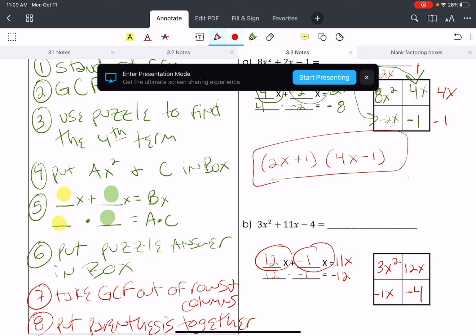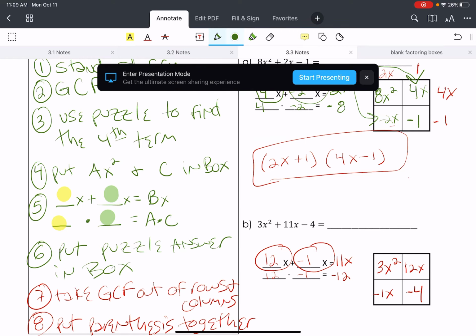Go ahead. What do you got, Josh? Okay, never mind. You sure? Yeah. Okay. So do you see I'm just going through my checklist, right? I checked standard form, I did GCF. Now I knew I had to do a puzzle to find the fourth term. I put my A and my C in my box. I filled out my puzzle. Then I put my puzzle answers in my box. And now I'm going to take out my GCF in each row and column like last class. And then put the parentheses together.